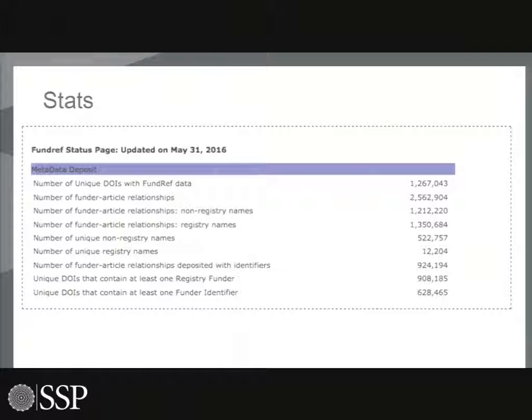This is good. The number of unique non-registry names is 500,000. So there've been 500,000 names identified out there for funding bodies. That's a big number compared to 12,204 registry names. So we've got some work to do there. And the number of articles with identifiers deposited, it's growing nicely.